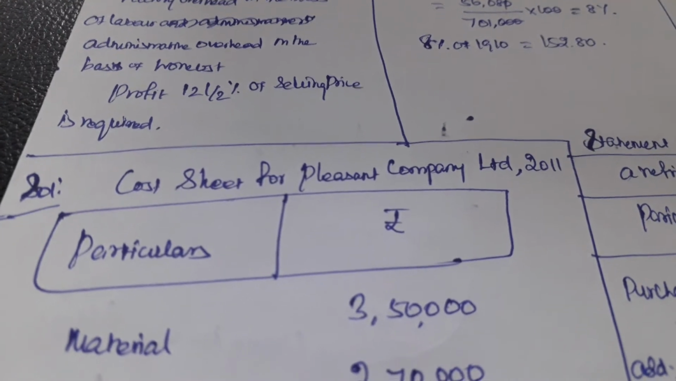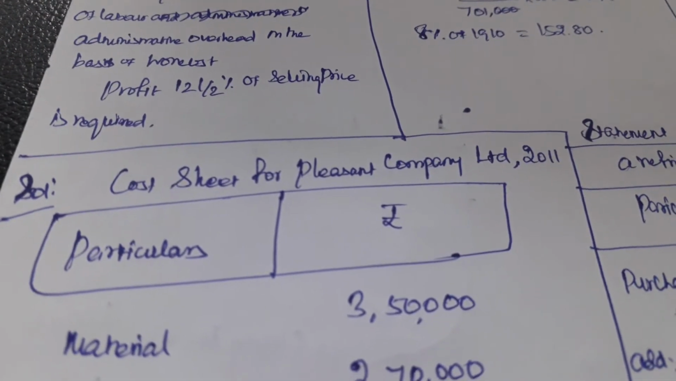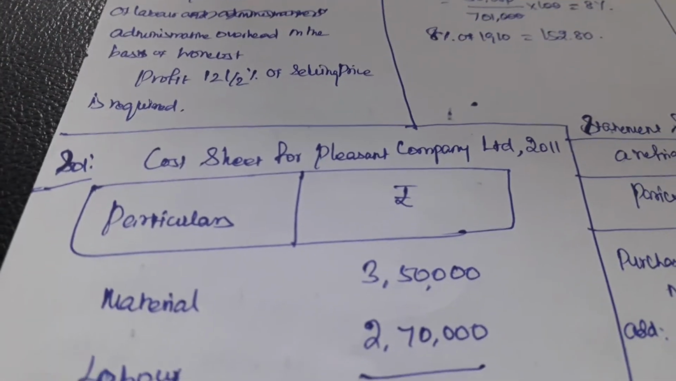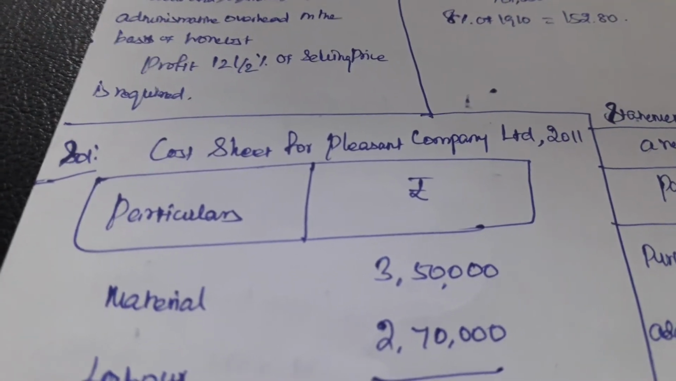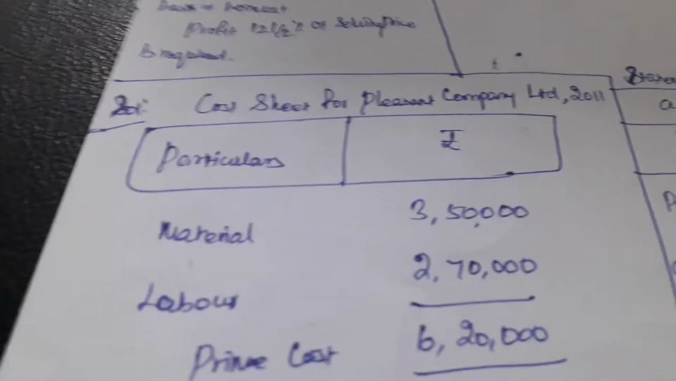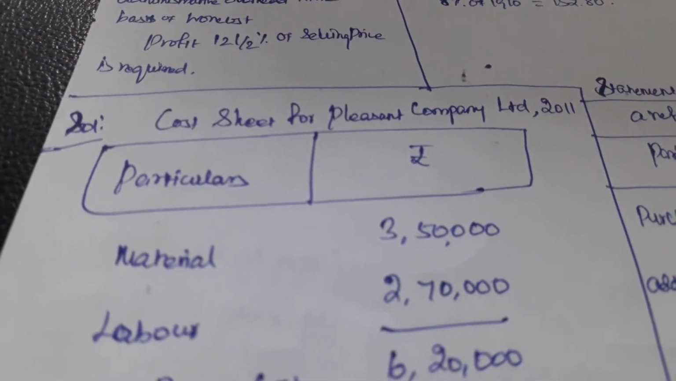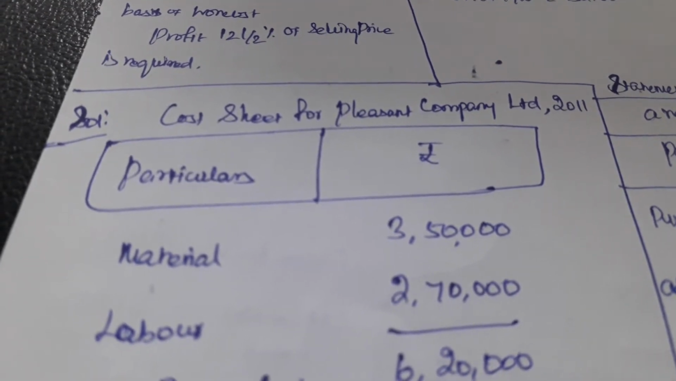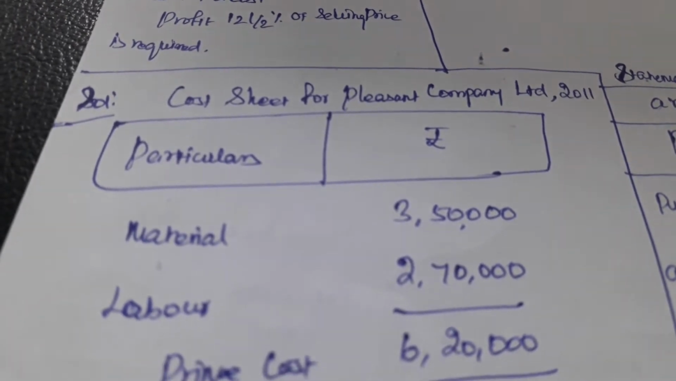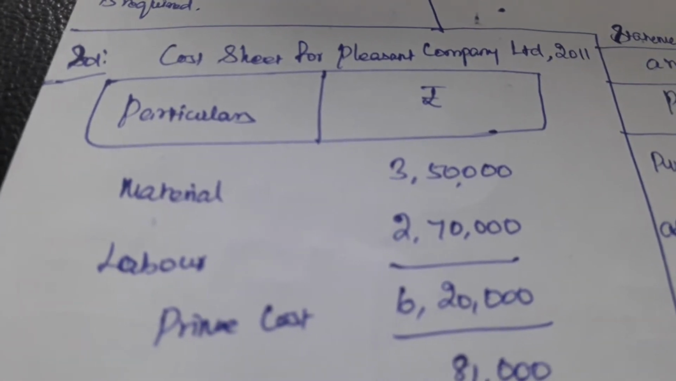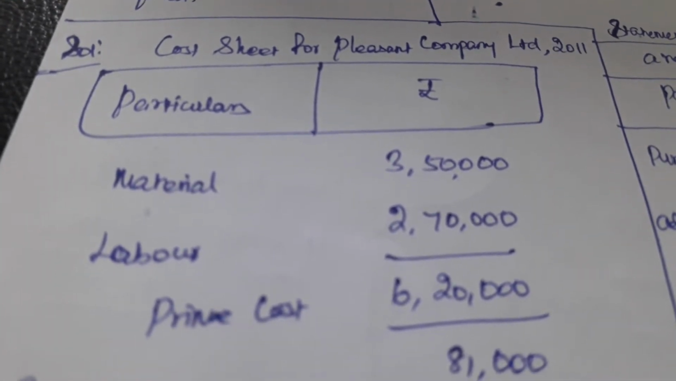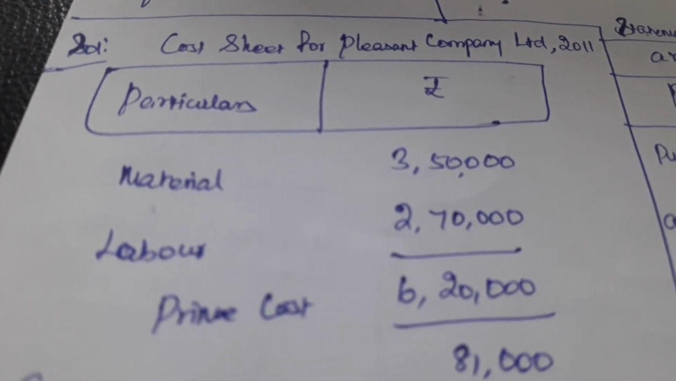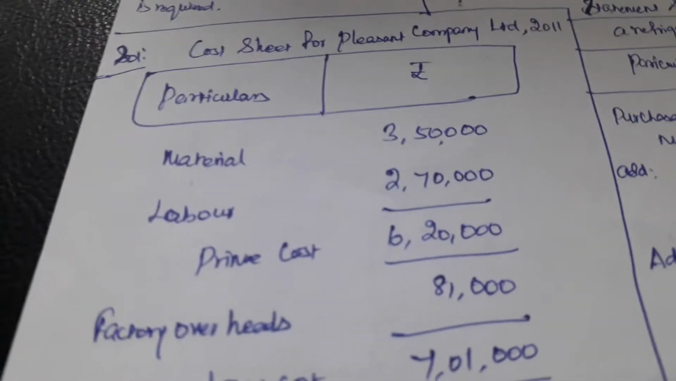It is the format of the cost sheet. Cost sheet for the Gleason Company Limited 2011. Particulars and amount. But in the examination, you need to present it in an effective way. Then only you can get full marks. The evaluator looks at the presentation also.